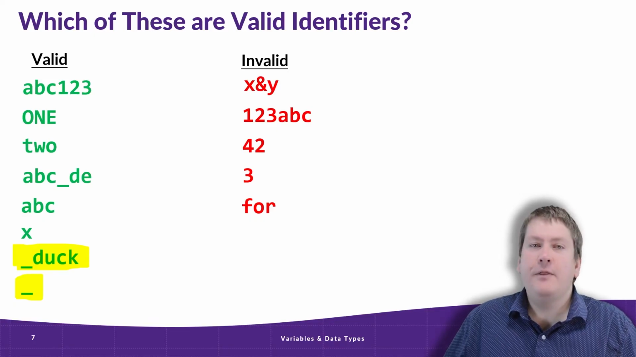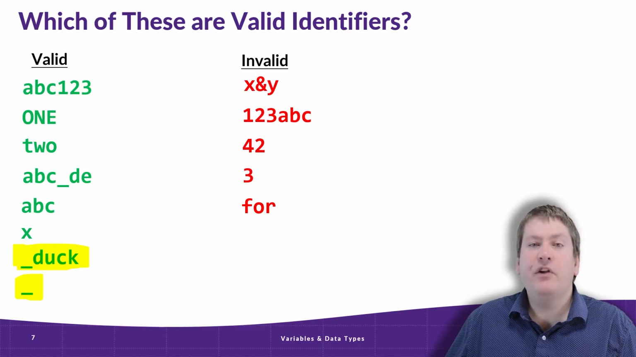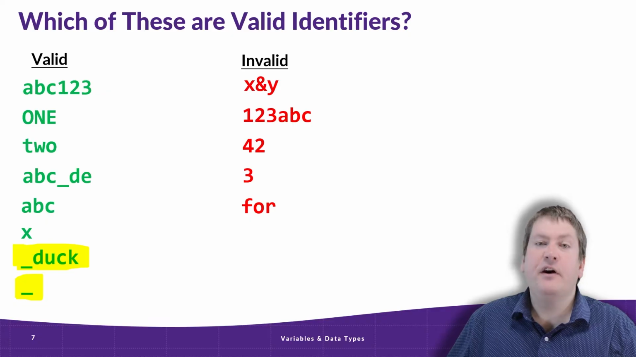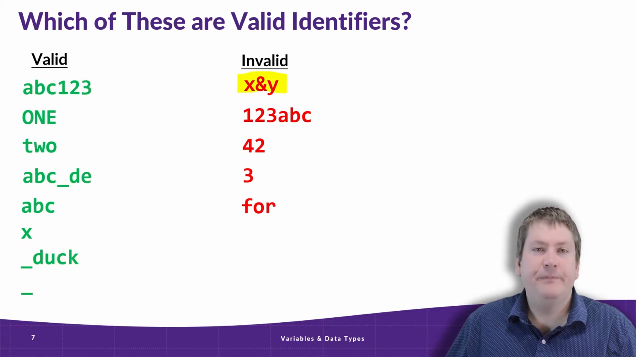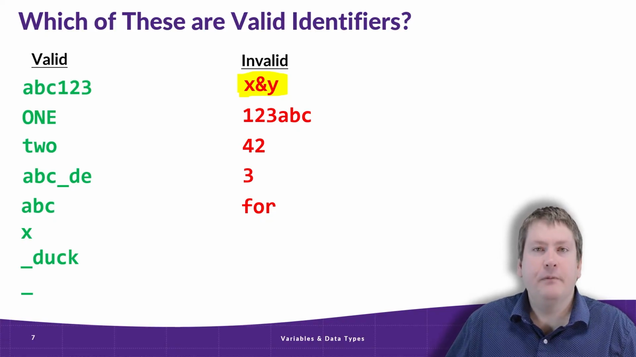also allowed. The reason why is that there's no requirement that variables be of a certain length. One character variable names are allowed, so long as they follow the rules, and a single underscore does in this case. X and Y is not allowed, as that and symbol there is not a valid character for an identifier. Remember, they are only allowed to contain letters, digits, and underscores.